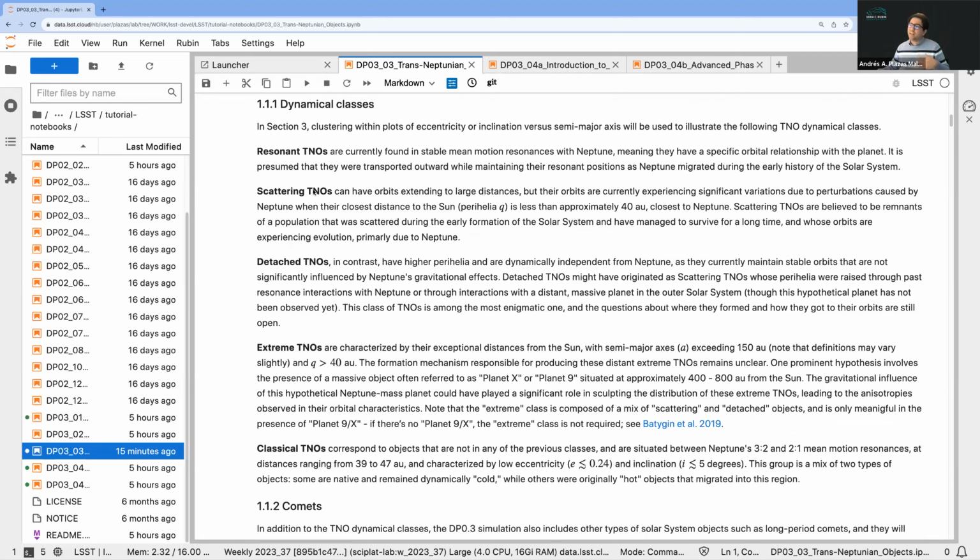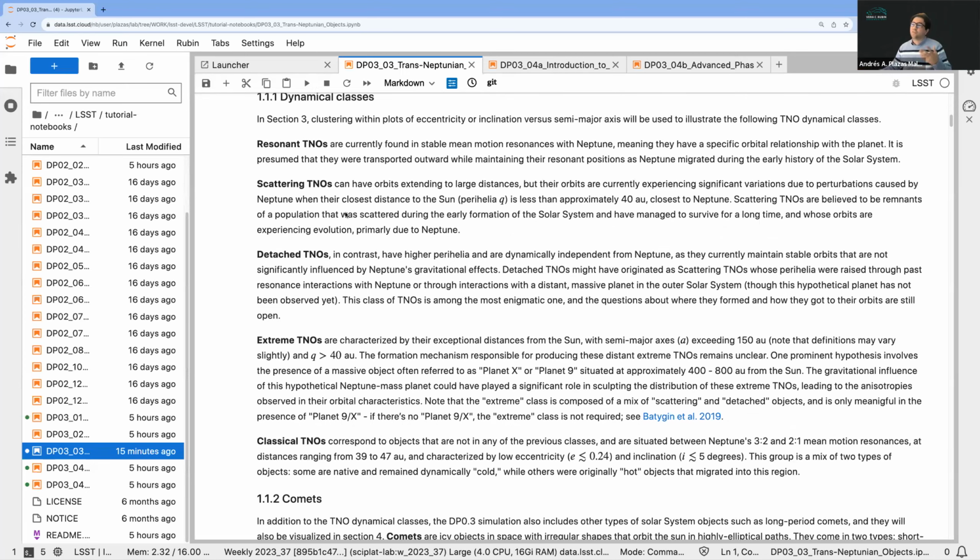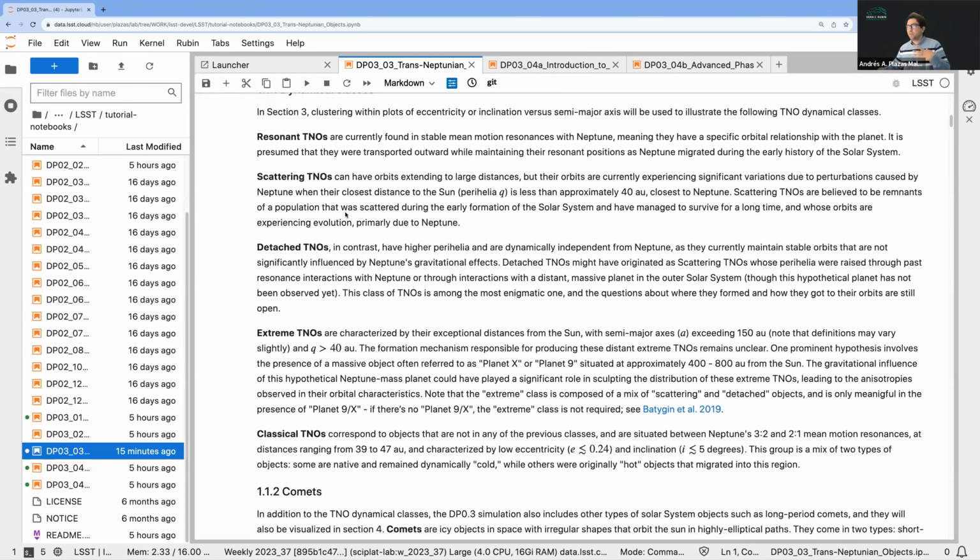We have objects that are in mean motion resonance with Neptune. These are called the resonant TNOs. Then we're going to have other types of objects that we call scattering TNOs. We think that they were actually scattered by Neptune at some point, but they are still experiencing variations and perturbations due to the presence of Neptune.